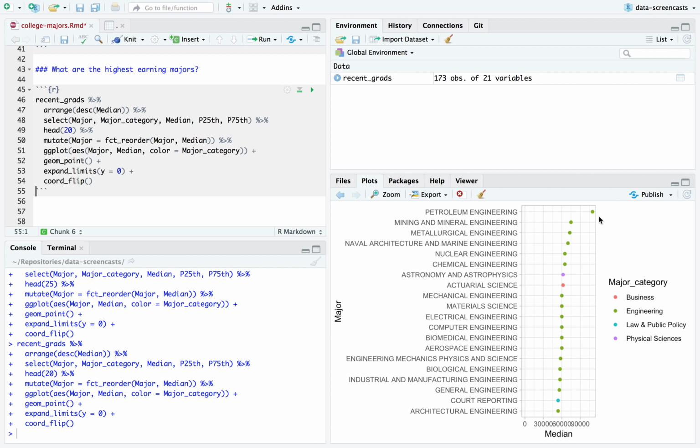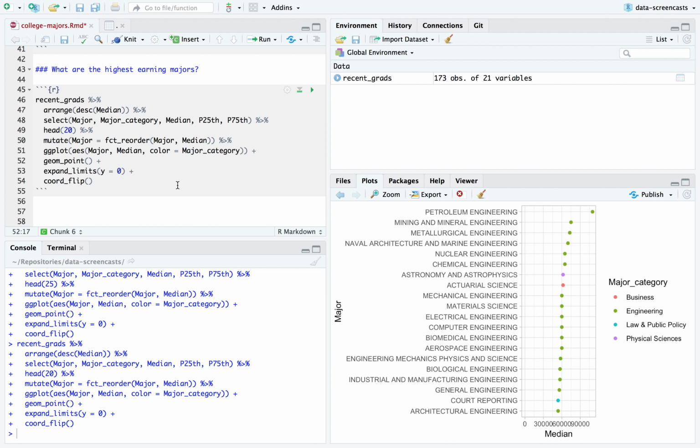All right, so petroleum is an outlier and everything else is mining, mineral engineering, all these other ones. All right, court reporting is the highest law in public policy. That's neat. While dot is a start, I'm also going to want to show intervals.